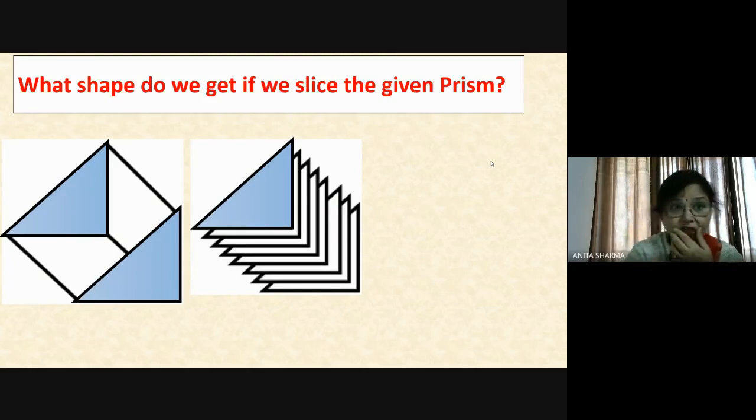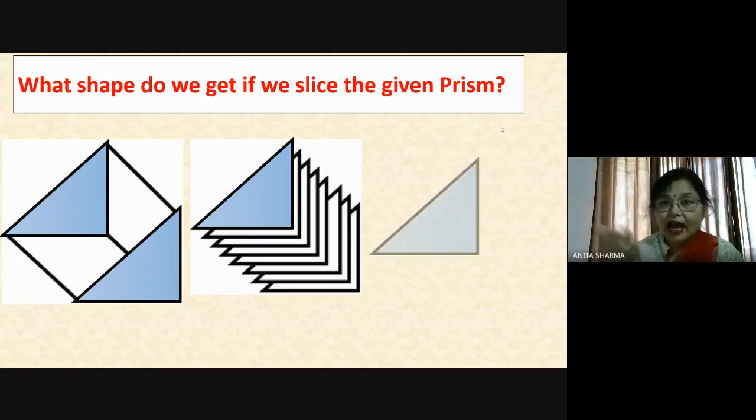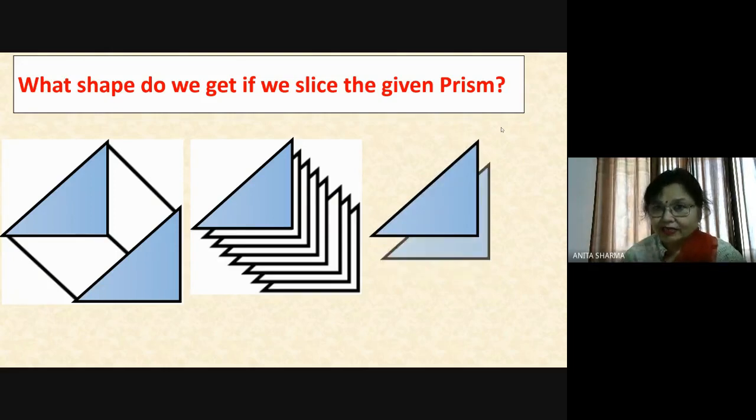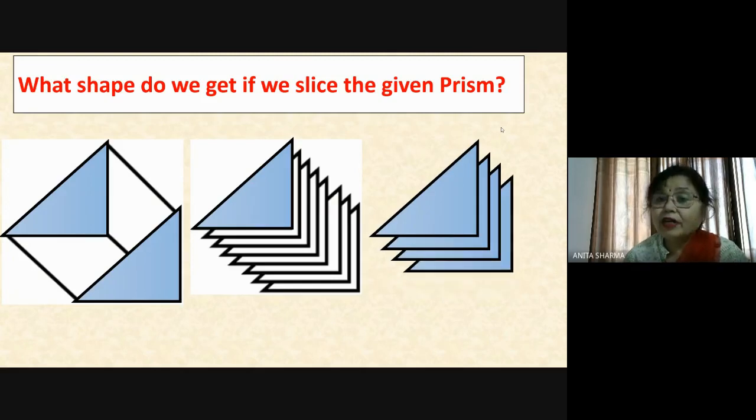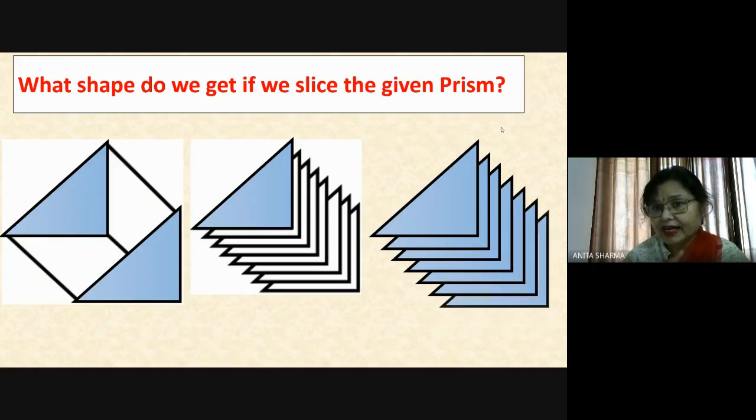Like here, now here it is a triangle shaped prism. If I slice it along the base end, then what happens? Just see, I sliced one triangle, I sliced another triangle. I'm getting all slices which are equal and similar. I mean, the same shape, and the size is also the same. Means they are identical pieces. So I'm slicing and I'm getting all triangles which are equal in size and shape.